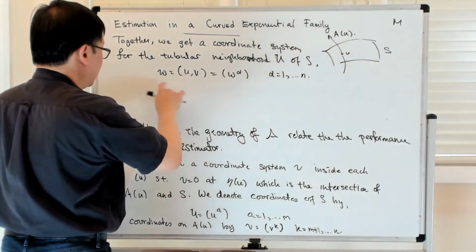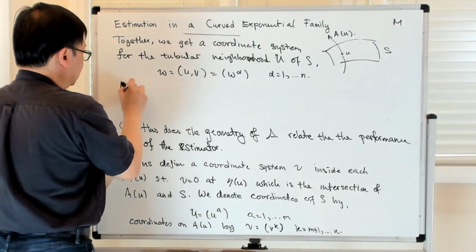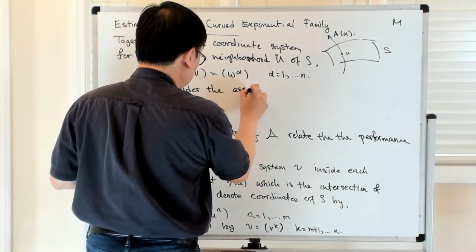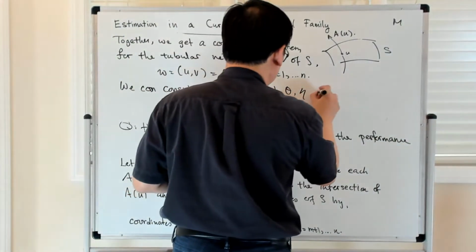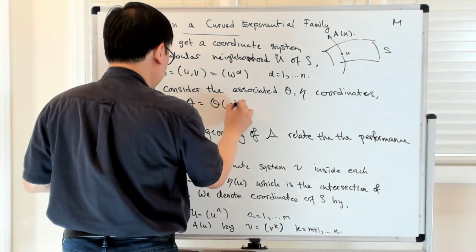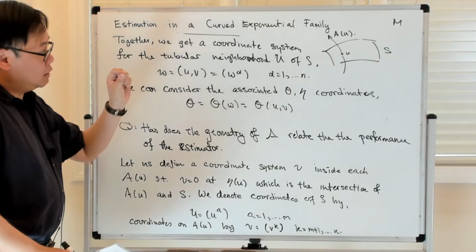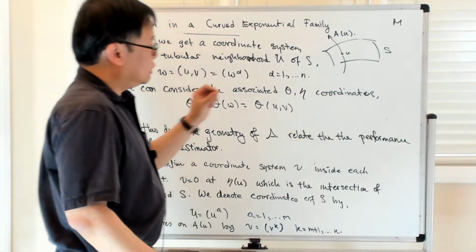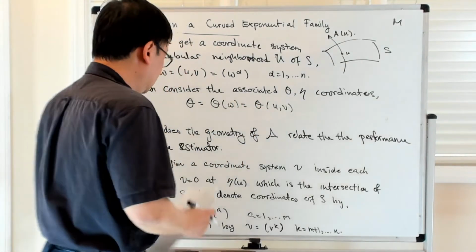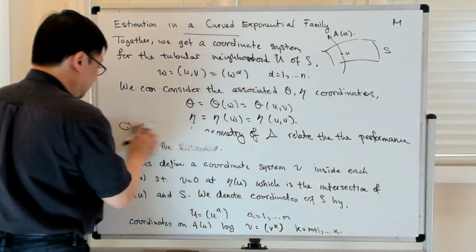Okay. So once you have this W, you can of course write the theta and eta coordinates of this space. So we can consider the associated theta and eta coordinates, and so I just write this as theta equals theta of W, or theta of U and V, and it should be clear what I mean by that. There's a point, which is uniquely specified by U and V. There's a point in this tubular neighborhood U, which is uniquely specified by little u and little v. And I can write the associated theta coordinates, or I can write the associated eta coordinates. Okay, so hopefully that notation is clear.